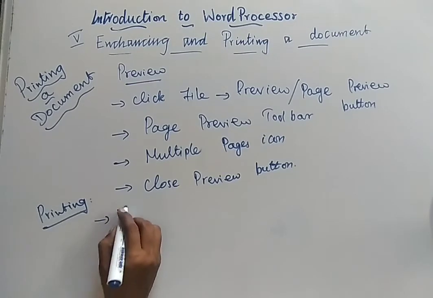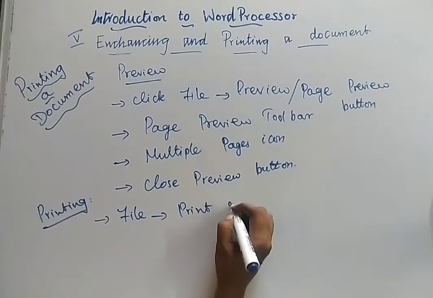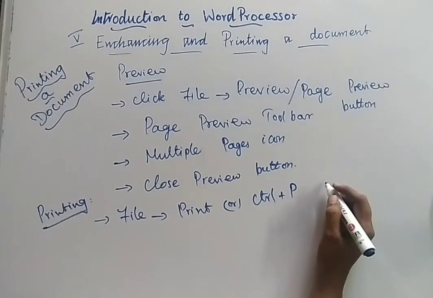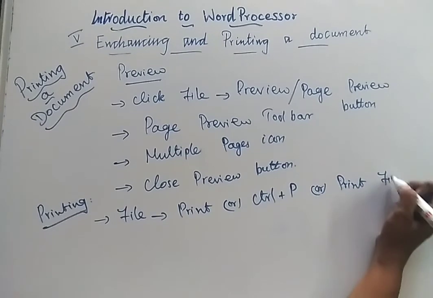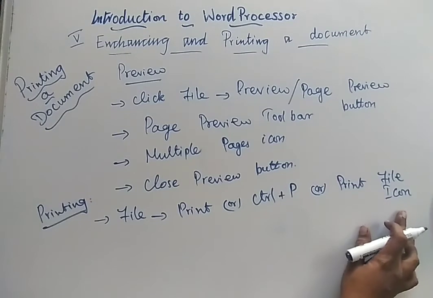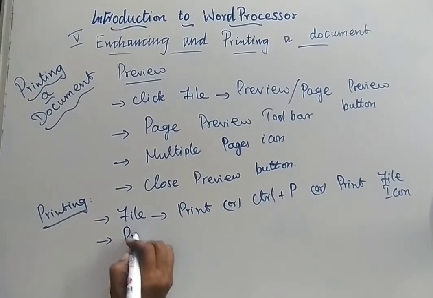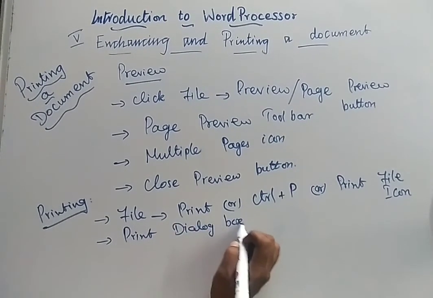Next, what do you have to do? You have to click File, Print, or you can go with Control plus P, or you can click the print file icon. By any of these three steps, you can have your print dialog box. It is going to display the print dialog box for you.